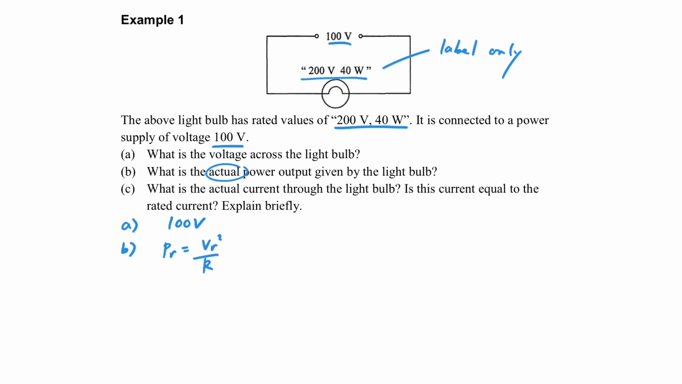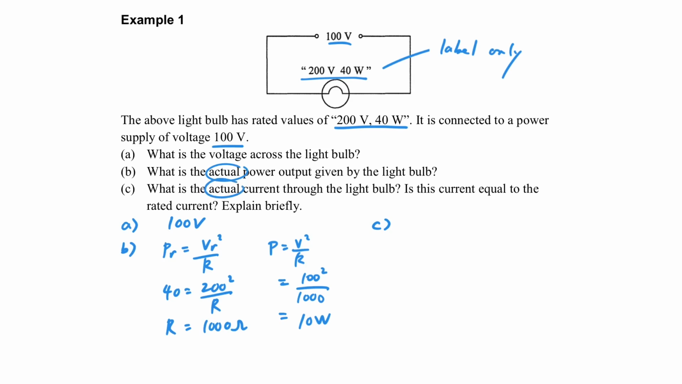Like in part A, we already have the voltage across the light bulb, but because it is not at the rated value, we have to derive the resistance first. So you can see the step here, using P = V²/R to derive the resistance. And then we can use that resistance and the voltage across it to find the actual power output. Once we have the resistance, we can also use V = IR to find the actual current passing through it, using its resistance and the potential difference.